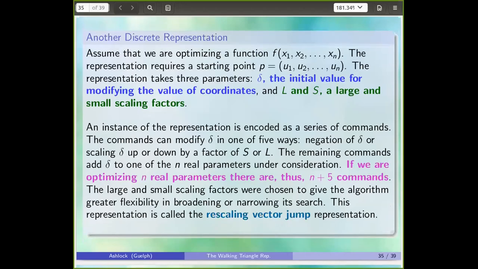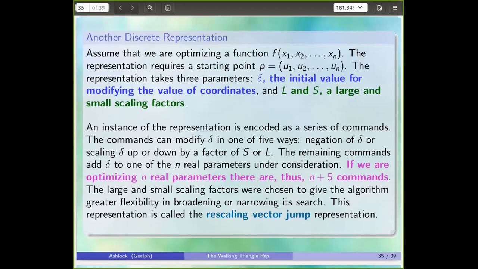So assume we're optimizing a function in n dimensions and we have a starting point. This representation takes three parameters: delta, the initial value for modifying the value of a coordinate, and L and S, a large and small scaling factor. This is another thing where I'm turning real parameter location into a game or string language.